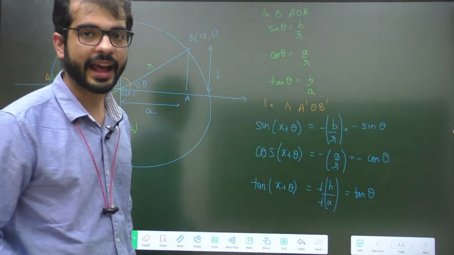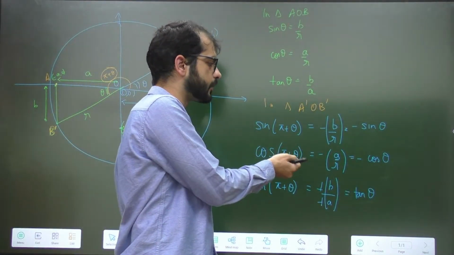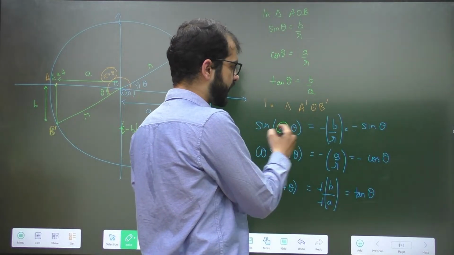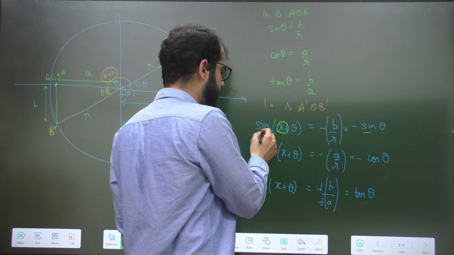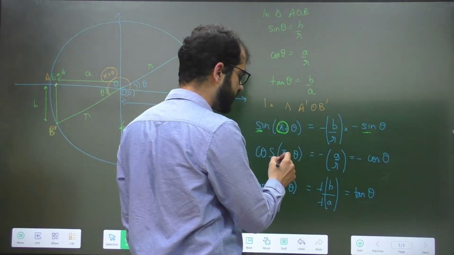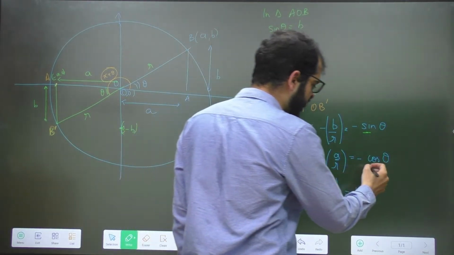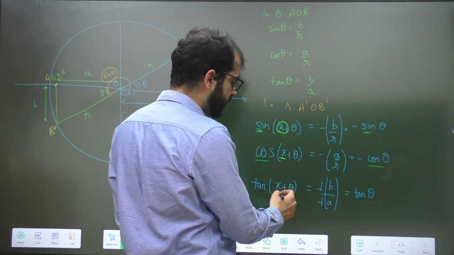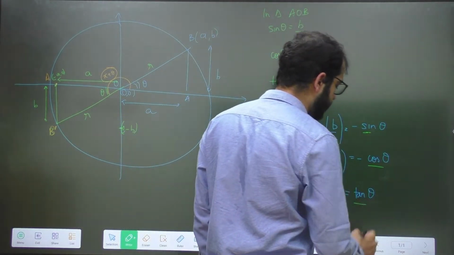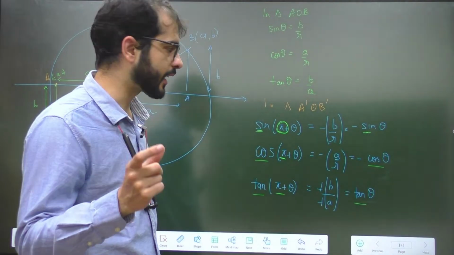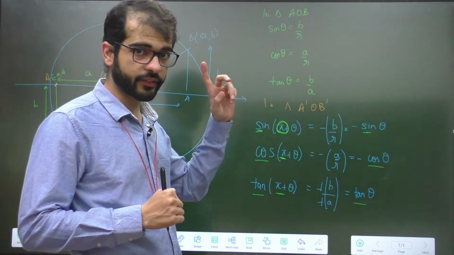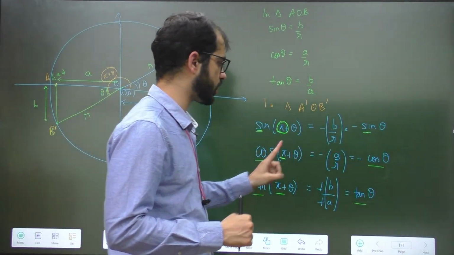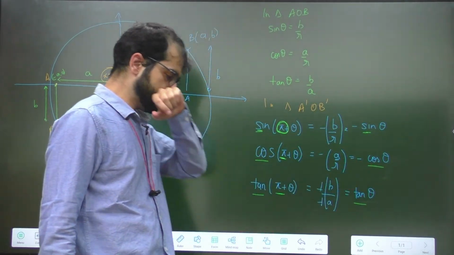Whenever the angle is written as pi plus theta, sine will remain sine. Whenever there is pi plus theta, cos will remain cos. Whenever you see pi plus theta, tan will remain tan. So now whenever the angle is written as pi plus theta or pi minus theta, as in the previous case, sine will remain sine, cos will remain cos, tan will remain tan.